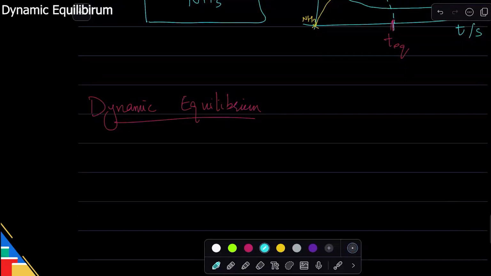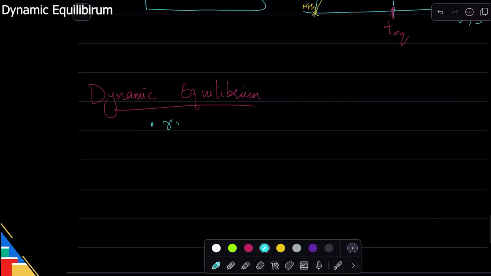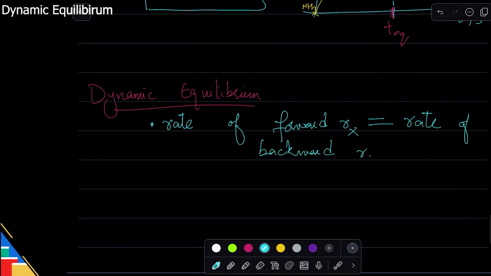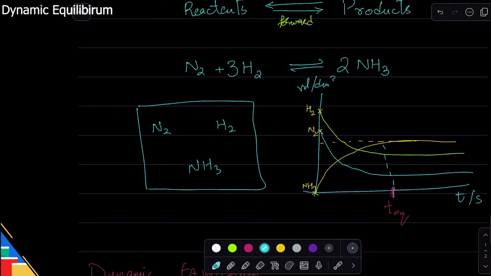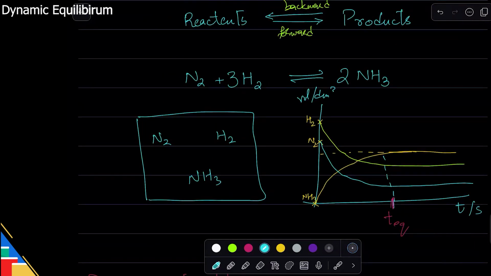What is dynamic equilibrium? It has two things. One, the rate of forward reaction equals the rate of backward reaction. That's the first thing. जिस स्पीड से रिएक्टेंट से प्रोडक्ट बन रहा है उसी स्पीड से प्रोडक्ट से रिएक्टेंट बन रहा है. So that is important, that the speed of reaction is the same.